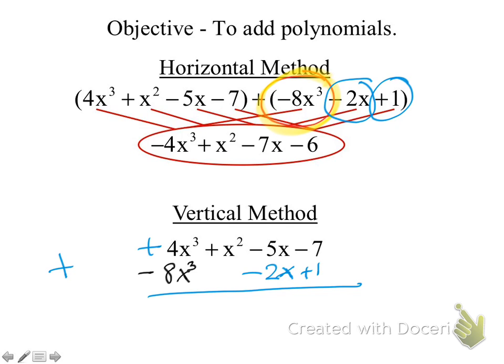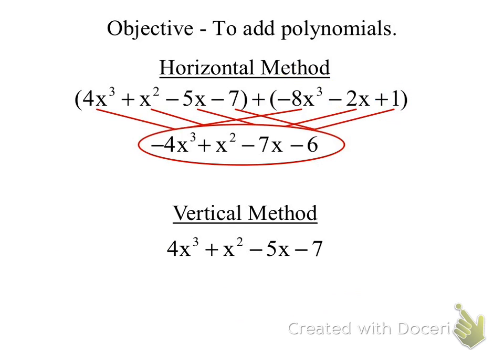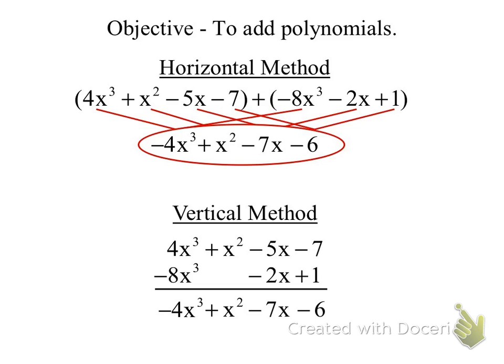So this is a positive and a negative. It makes negative 4x to the third, sorry. I bring down my plus x squared. We have negative 7x, and it's negative 6. So you can do it either way, horizontally, vertically. I think that horizontally it's a little bit faster. But I'm not going to care how you do it from this point on when you're combining like terms, whatever's best for you.